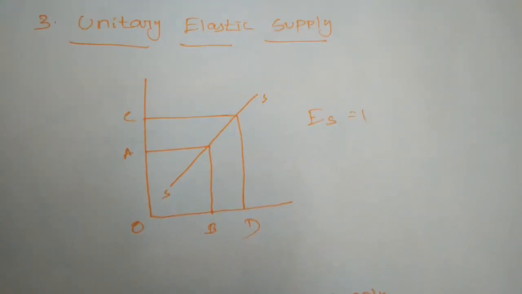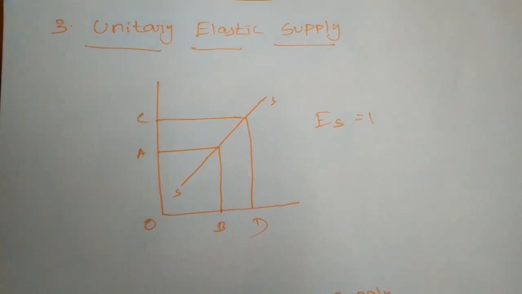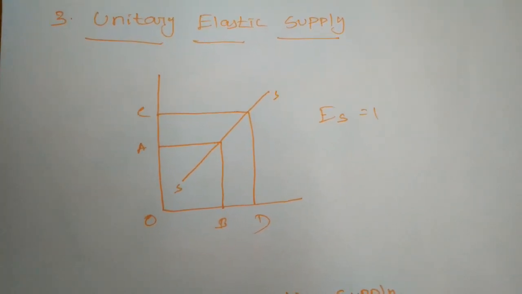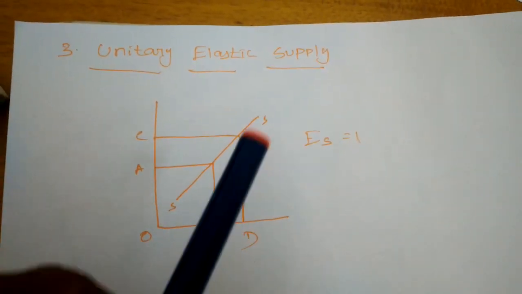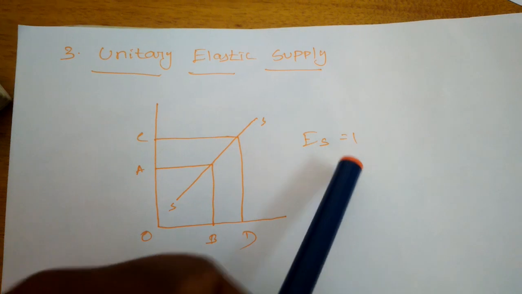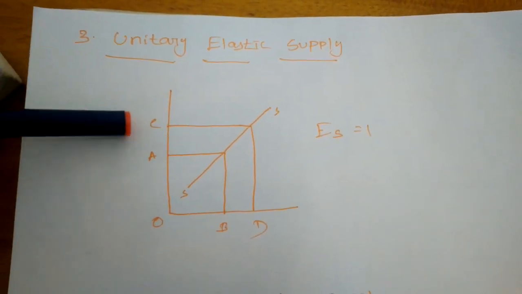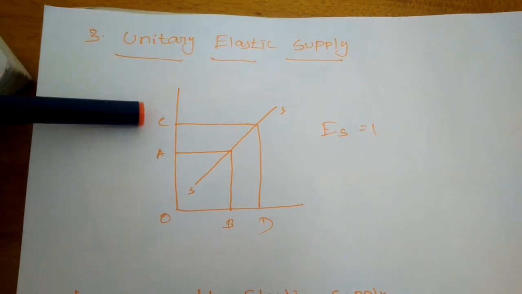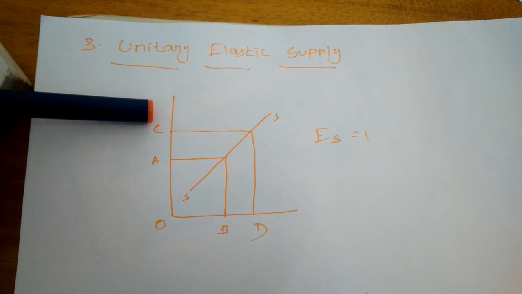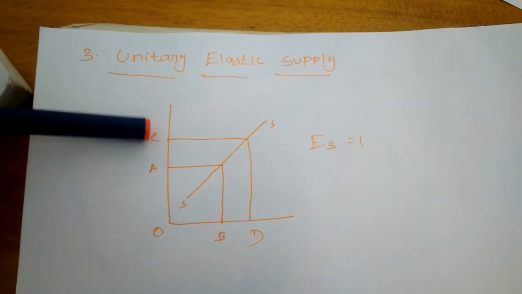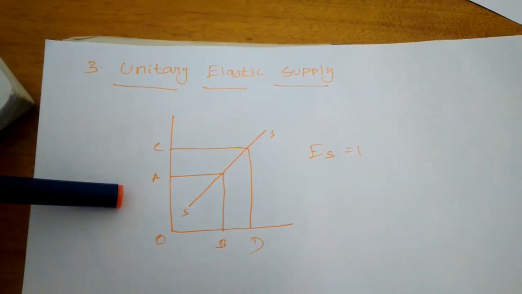Next, the unitary elastic supply. The coefficient of elasticity of supply is equal to 1. The elasticity of supply will always be equal to 1. So whenever the price of the commodity increases, in whichever ratio the price increases, the supply of the commodity will also increase in the same ratio.